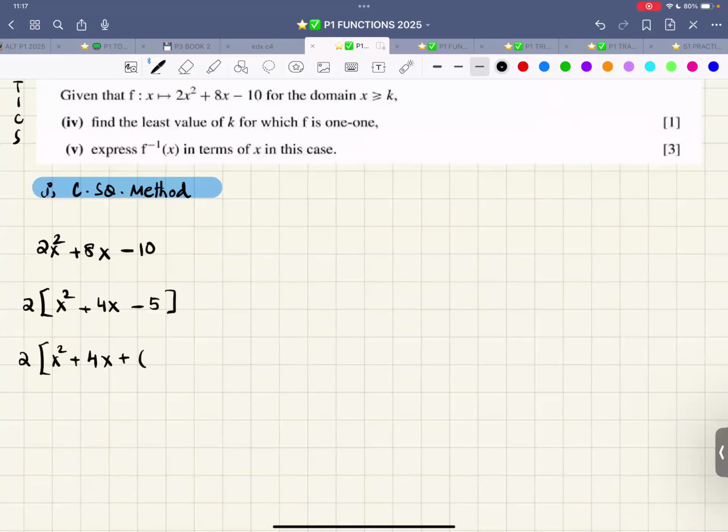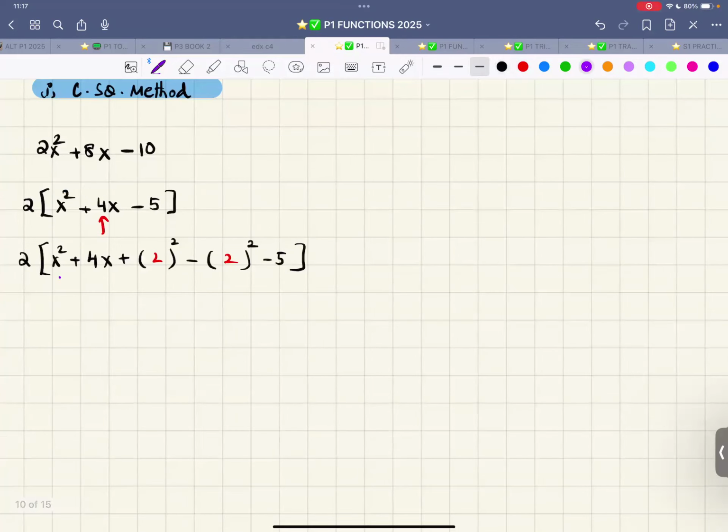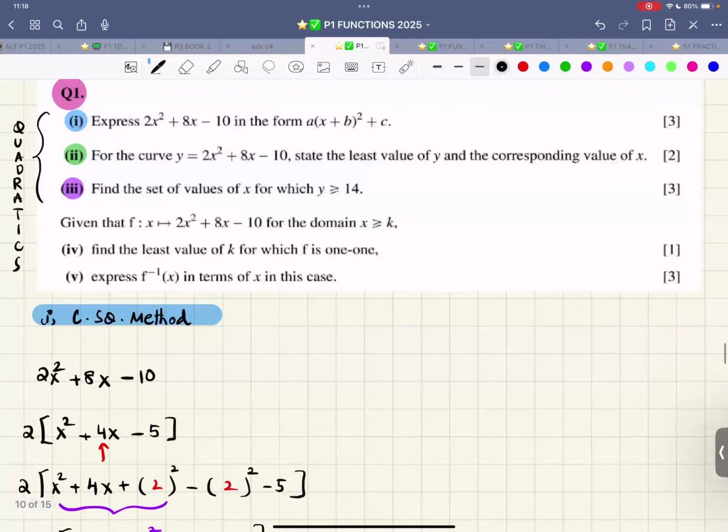And this is, first add, then subtract the square of half the coefficient of x. So this is the coefficient of x, half of that is 2, and you have to add and subtract the square of half the coefficient of x. We will rewrite these 3 terms as a perfect square. So this is x plus 2 whole square. The rest is written as it is. There is 2 on the outside, and this is -4, -5. So let's open it up. So this is 2 times x plus 2 whole square minus 18. That is the completed square form.